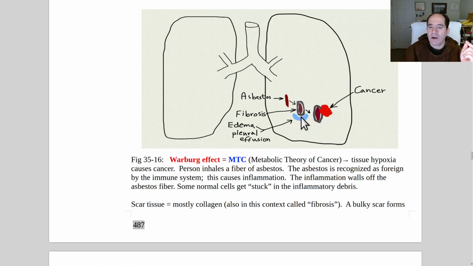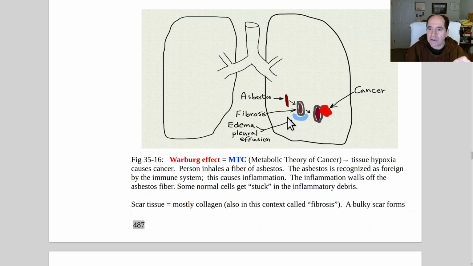And that fibrotic tissue, scar tissue, will also envelop some normal cells. Most of those cells will die, but some of them will undergo a Warburg effect where they can revert to anaerobic metabolism and become cancer. So this is asbestos inhalation leading to the formation of cancer in the lung. And it'll often be on the pleural surface. That's called a mesothelioma. But do you see how this works?